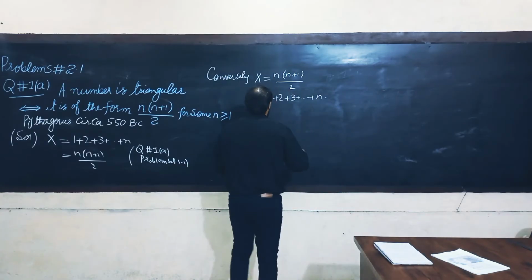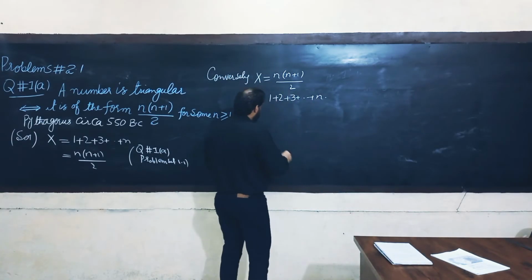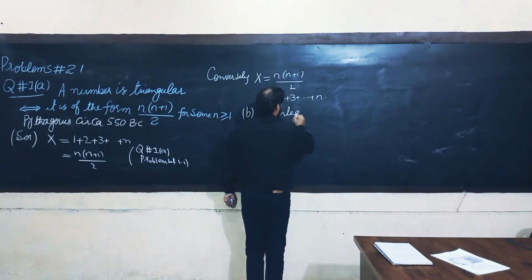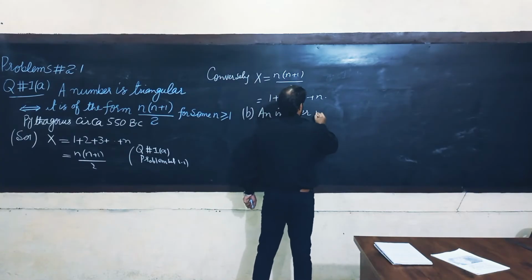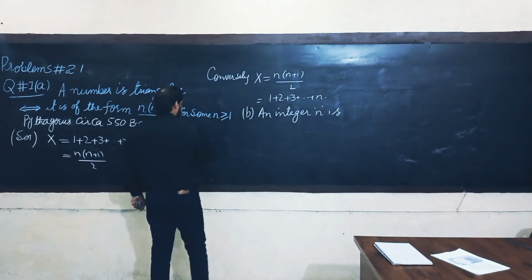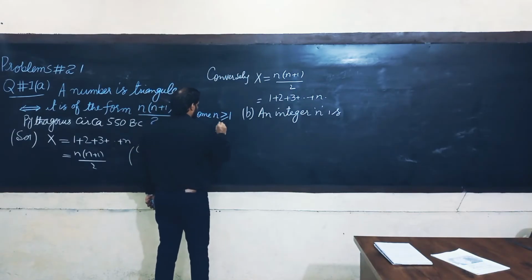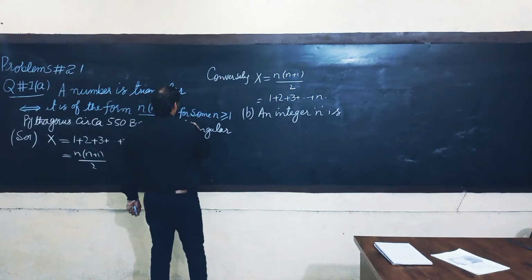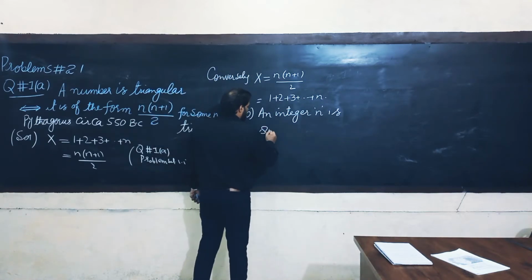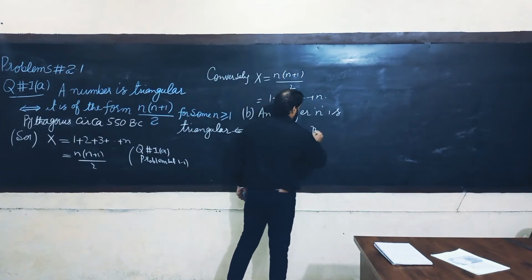In the B part, an integer n is triangular if and only if 8n plus 1 is a perfect square.